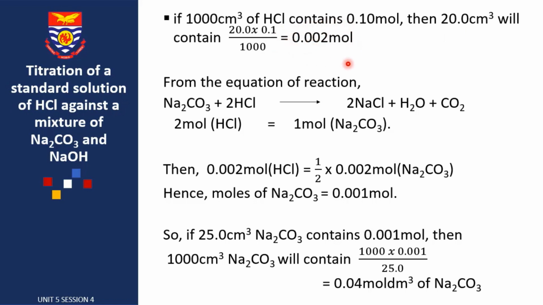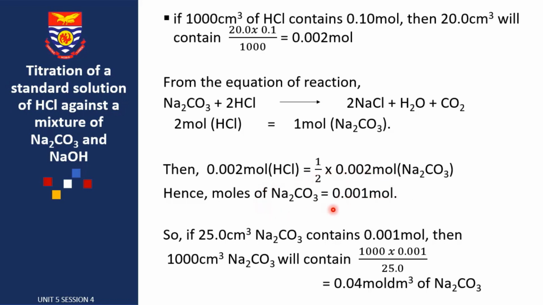Now this is the moles of the acid that reacted with the sodium carbonate. So we need an equation of reaction to show the reaction that took place. Then we do our mole ratio. From this equation, 2 moles of HCl reacted with 1 mole of the sodium carbonate. So if 2 is equal to 1, then 0.002 is equal to what? That will give us 1/2 times 0.002 moles of the sodium carbonate. So the moles of the sodium carbonate is 0.001 mole.